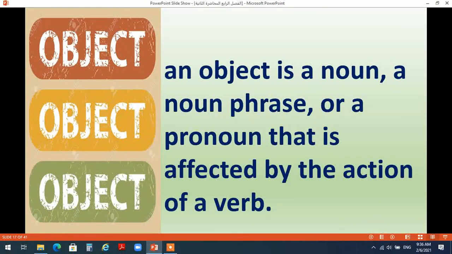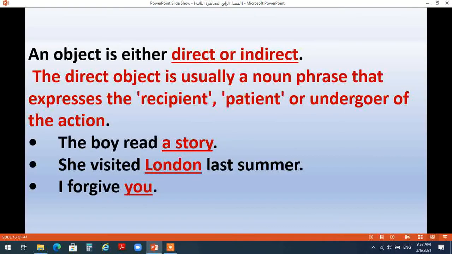نأتي الآن إلى العنصر الثالث في الجملة الإنجليزية وهو object. An object is a noun phrase or a pronoun that is affected by the action of a verb. إذن المفعول به هو عبارة عن اسم أو عبارة اسمية أو أحيانا يأتي على هيئة ضمير ودائما يقع عليه تأثير فعل تلك الجملة. An object is either direct or indirect. إذن كما قلنا قبل قليل هنالك نوعان من أنواع المفعول به أما أن يكون مفعول به مباشر أو مفعول به غير مباشر.